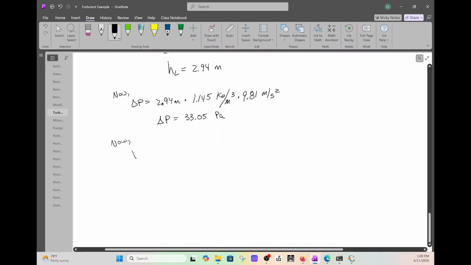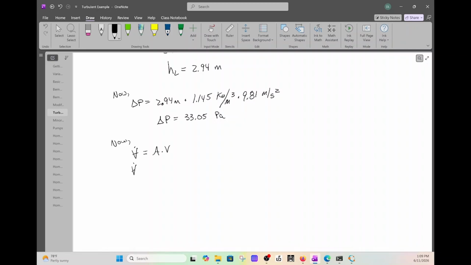Now, volumetric flow rate is area times velocity. Area is height times width, times the velocity, which gives you the flow rate. The flow rate is now 0.15 meters times 0.2 meters times 7 meters per second. You get 0.21 meters cubed per second.